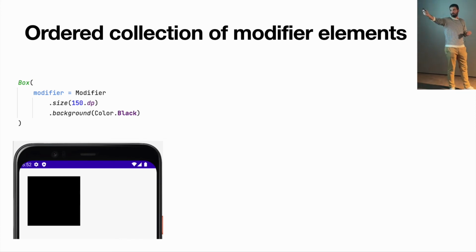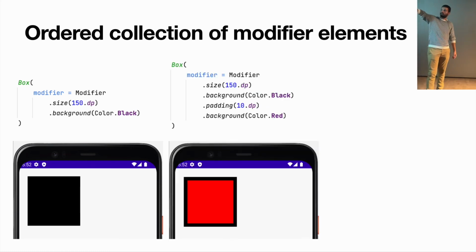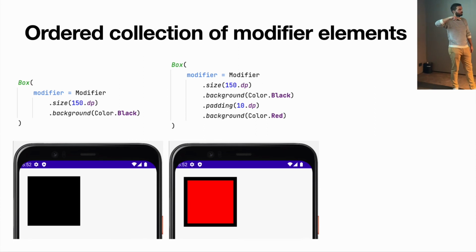So this is a new example, which is almost the same. We have size, we have background to color black. Okay, we rendered our square. On the other side, we extended our modifiers. We put our paddings and the background to red. So we have two backgrounds. We have the black one and the red one. But before the red one, we have set the paddings to 10 dp, which basically makes our content smaller, or canvas. And we have that smaller canvas where we are going to set up background to the red.